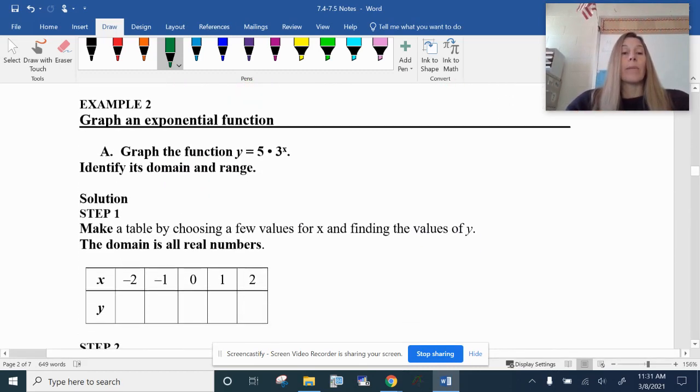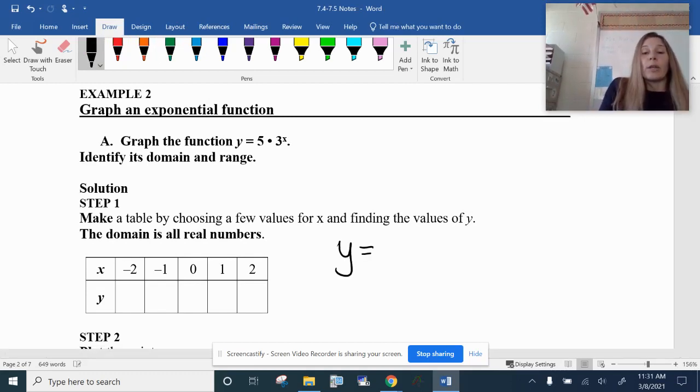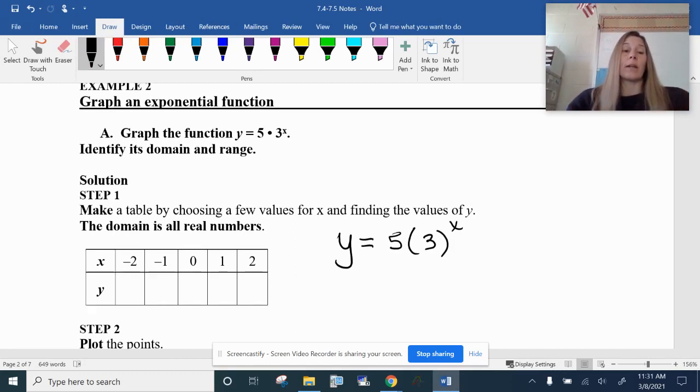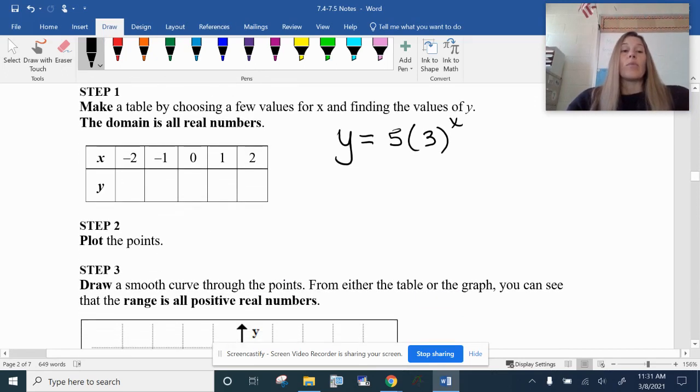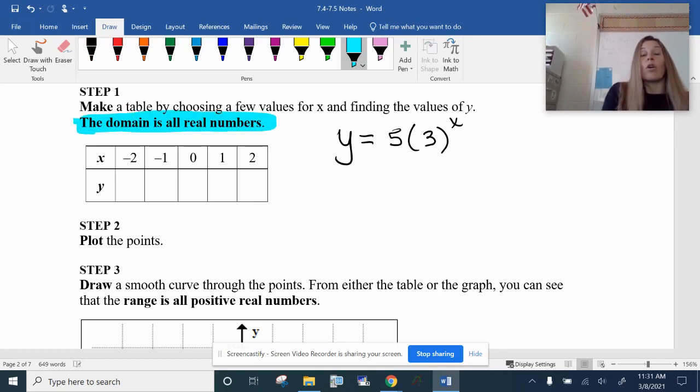Okay, so now let's talk about how we actually would graph this. Again, I prefer to write my equation with the parentheses there. It helps me keep it a little bit more organized versus using the multiplication sign. So step 1 would be to make a table by choosing a few values for x and finding the values for y. Now remember, for all exponential growth and decay functions, the domain is all real numbers.